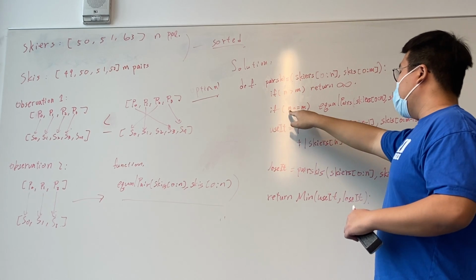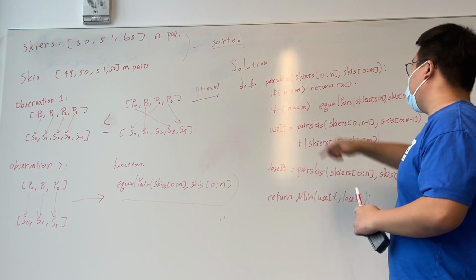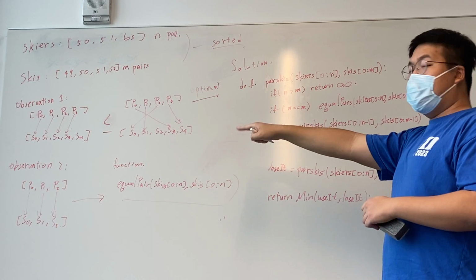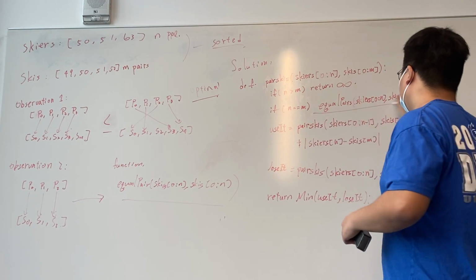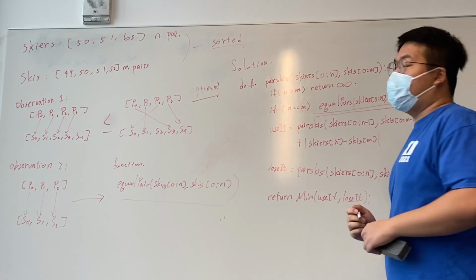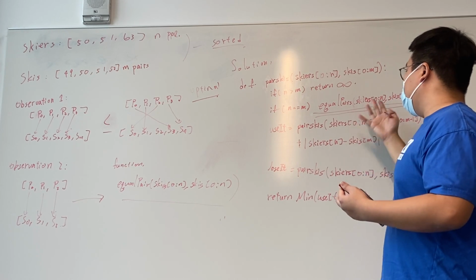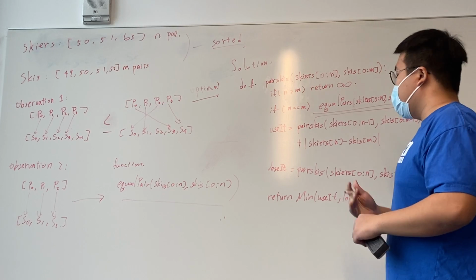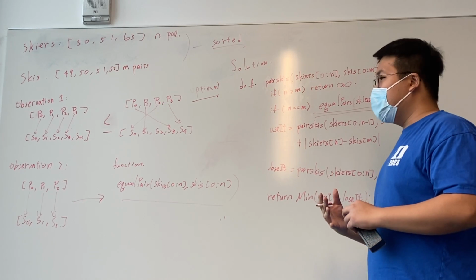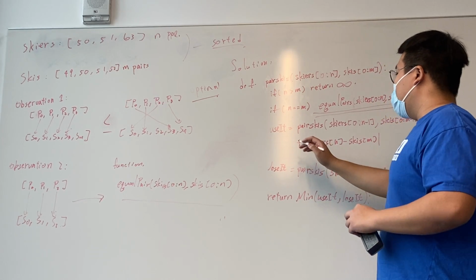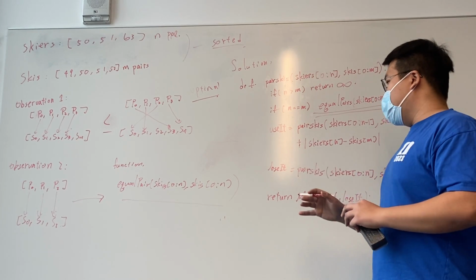But if we have the number of skiers equal to the number of skis, then we can use observation 2 that we just discovered here to just pass the skiers and skis to this function. And here comes the important part about our DP solution. The DP is actually just use it or lose it.